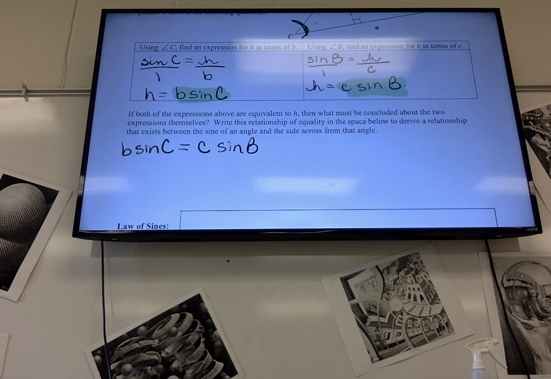And notice when I'm talking about a big letter C or a big letter B, then I'm talking about the angle. Talking about little a, b, or c, then that's the side. To get our equation that I'm wanting us to get, I'm going to divide both sides by the same thing. I'm going to divide both sides by little b and little c. So on the left, the b's will cancel. And on the right, the little c's will cancel.